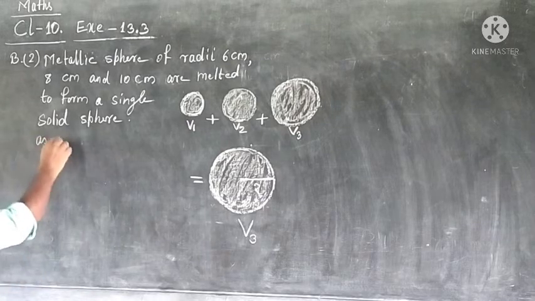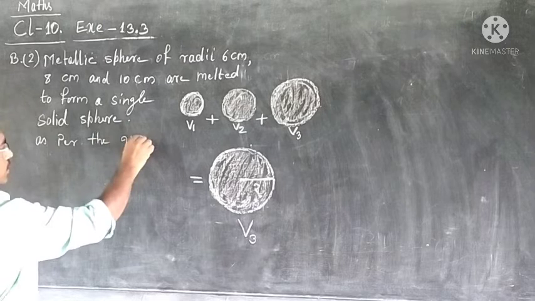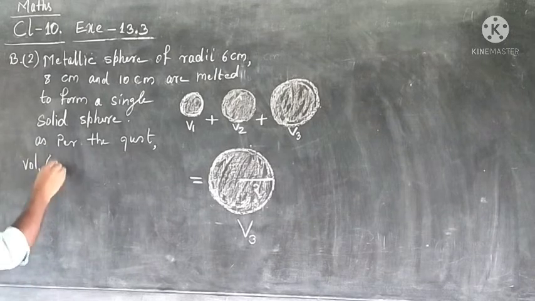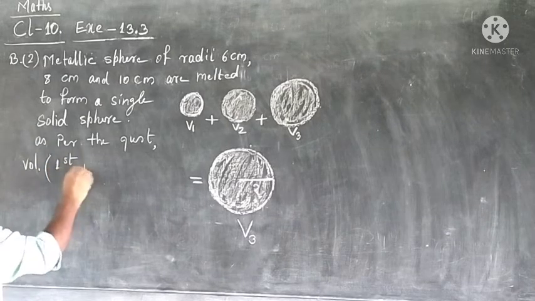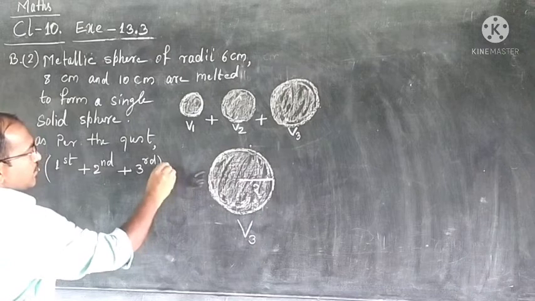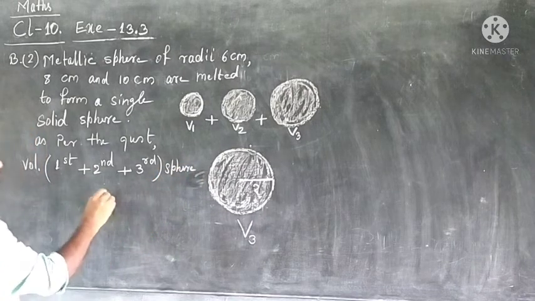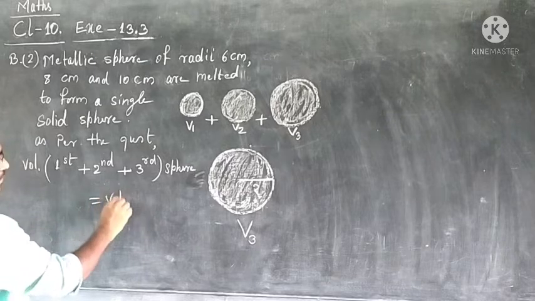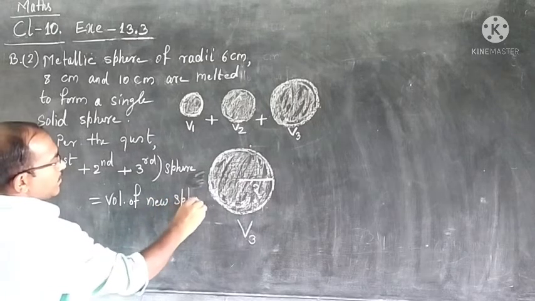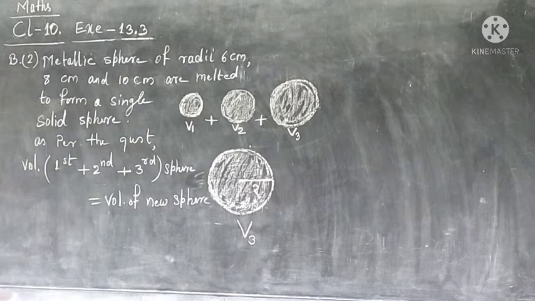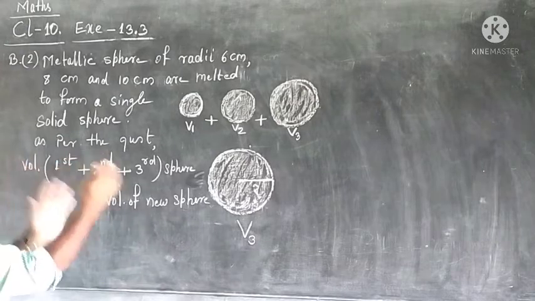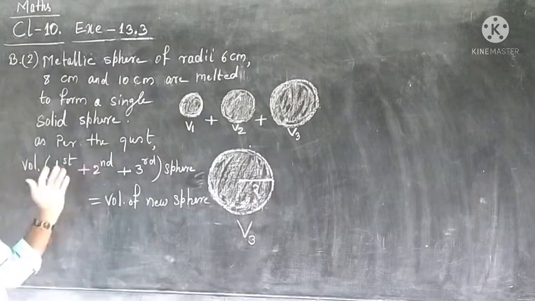So, let us start as per the question. The question is saying volume of first sphere plus second sphere plus third sphere, and in bracket we write sphere, is equal to volume of the new or resulting sphere. We could also write the volume of the new sphere on the LHS. Usually what we want to find we write on the left side, and what is given on the right side, but no matter, we can write either side.